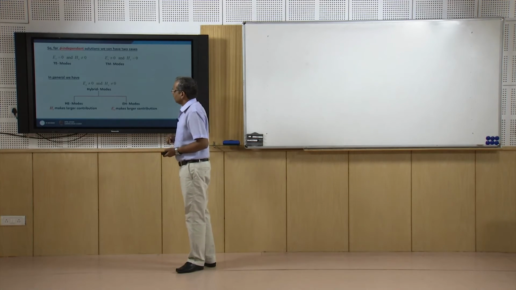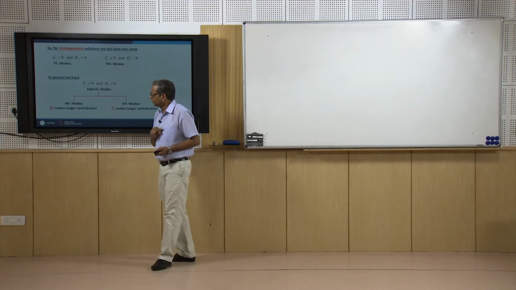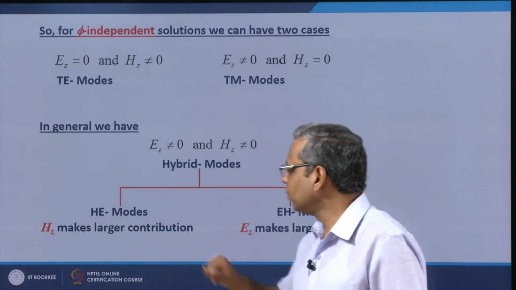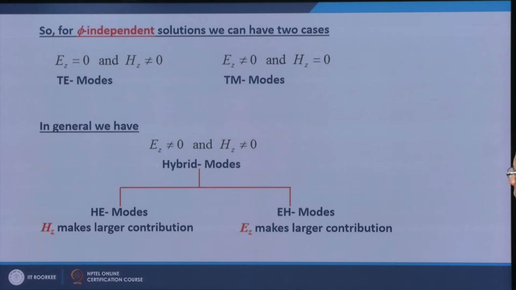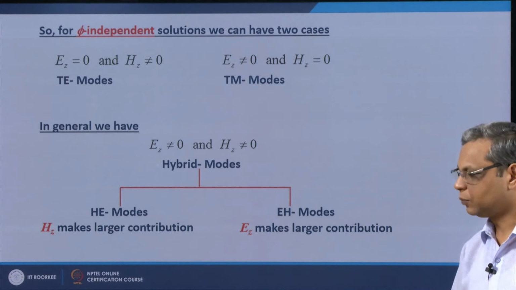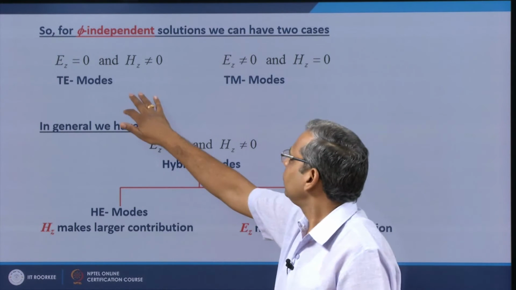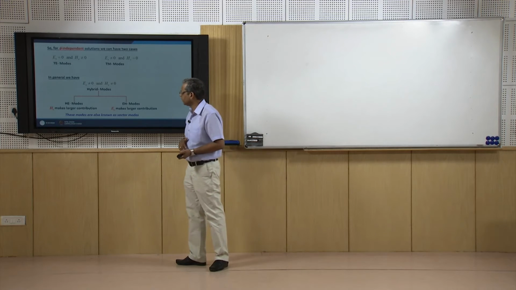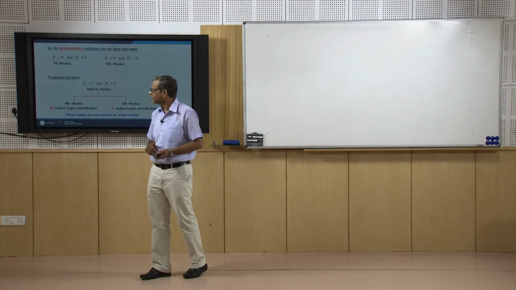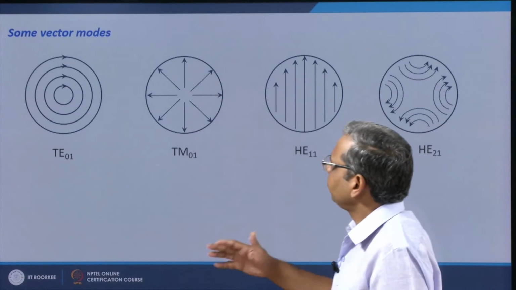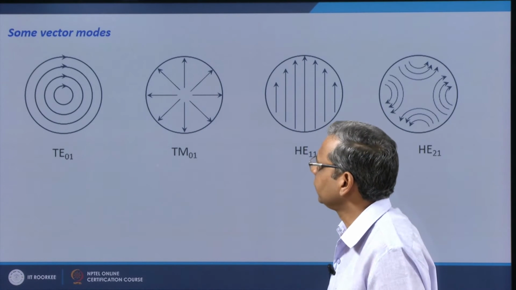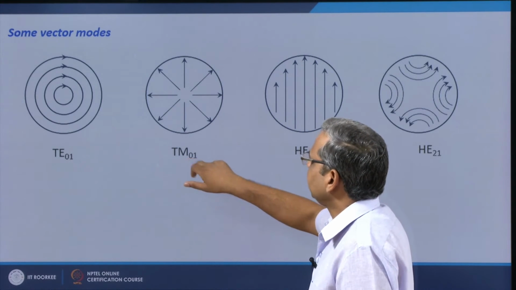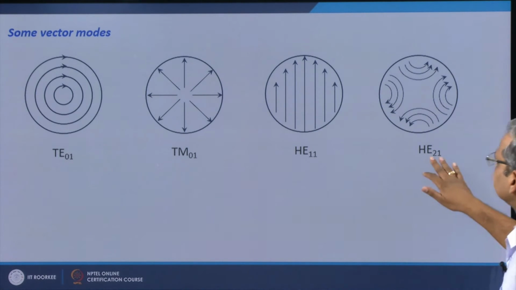In these hybrid modes there can be two instances. One is when Hz makes a larger contribution than Ez, then we label them as HE modes, and when the Ez component makes a larger contribution than Hz, then we label them as EH modes. So, in fiber I can have TE modes, TM modes, HE modes, EH modes, and these modes are also known as vector modes of the fiber. Here I have plotted some typical vector modes of the fiber and their electric fields. This is a typical TE01 mode, this is TM01 mode, this is HE11 mode, this is HE21 mode.